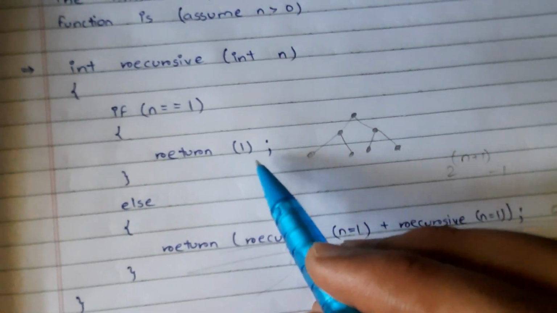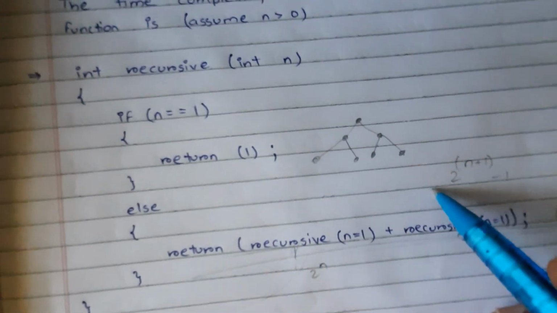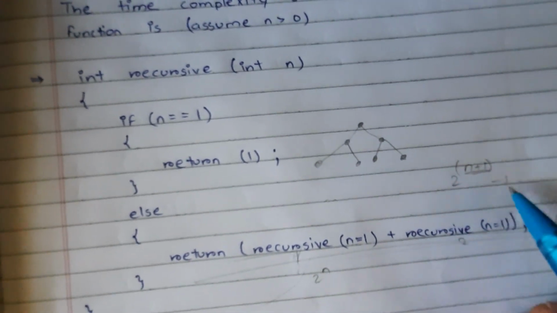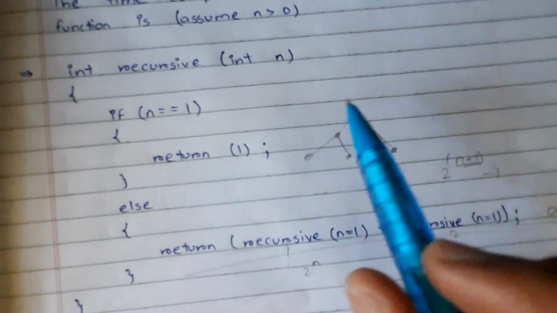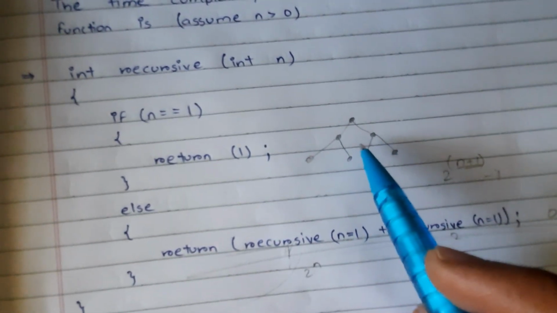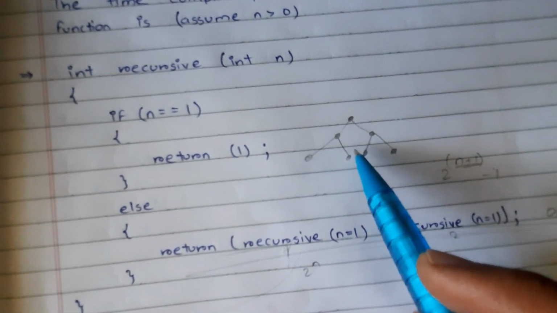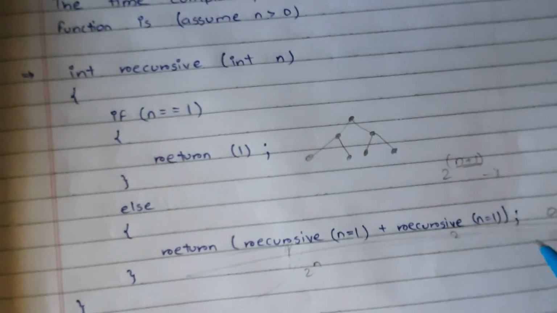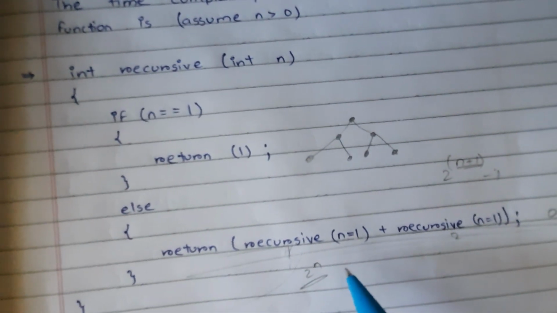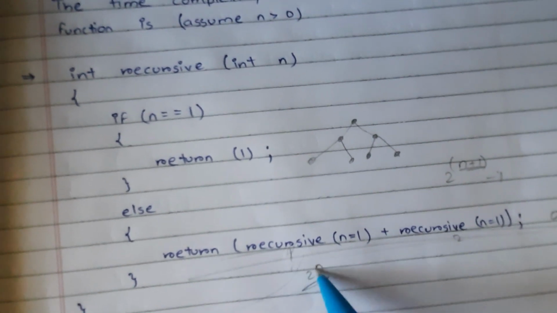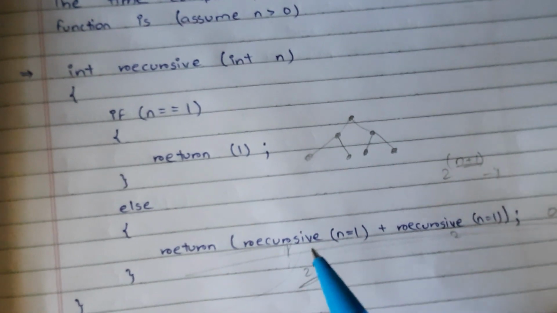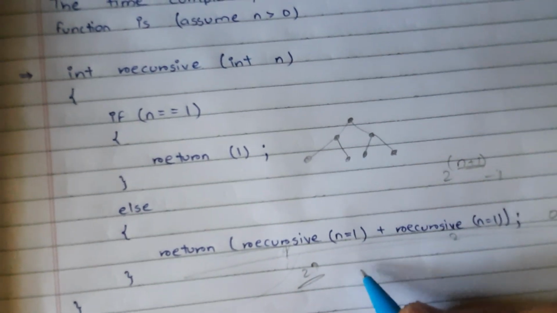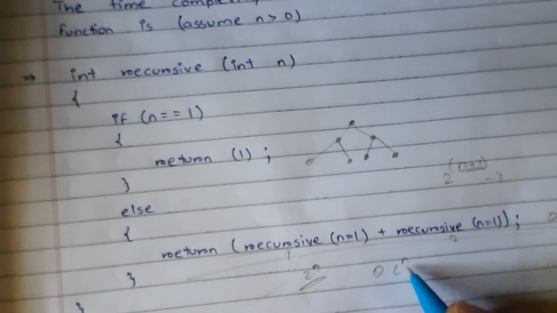So the depth of the tree is n, and the number of nodes is equal to 2 raised to n plus 1 minus 1. Each node of the tree represents a recursive function call. The time complexity of each recursive call is constant, and so the time complexity of the function is proportional to the number of nodes in the tree. Therefore the overall time complexity of this program is theta of 2 raised to n.